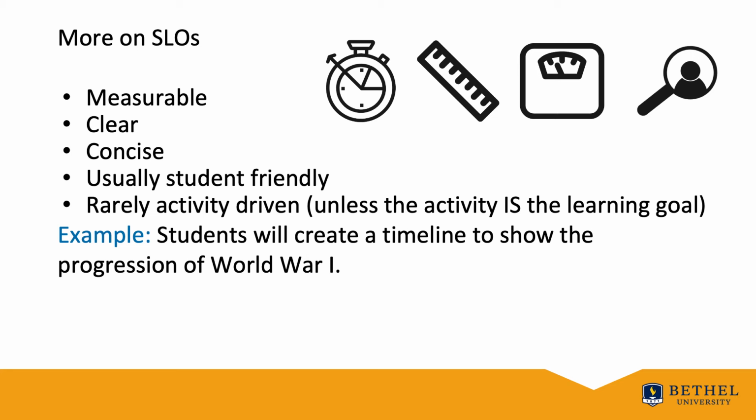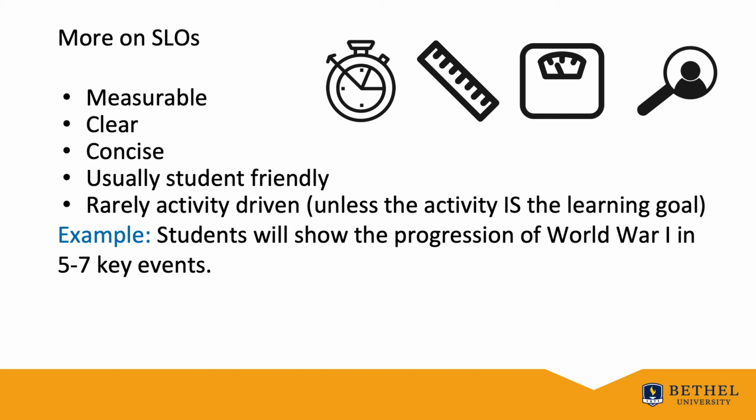Is this the point that students should show that they can create timelines? Or is the point that students can show that they understand the progression of World War I? I guess it's probably about the content rather than the activity. Do you agree? So the learning target should be, students will show the progression of World War I in 5 to 7 key events. See the difference?